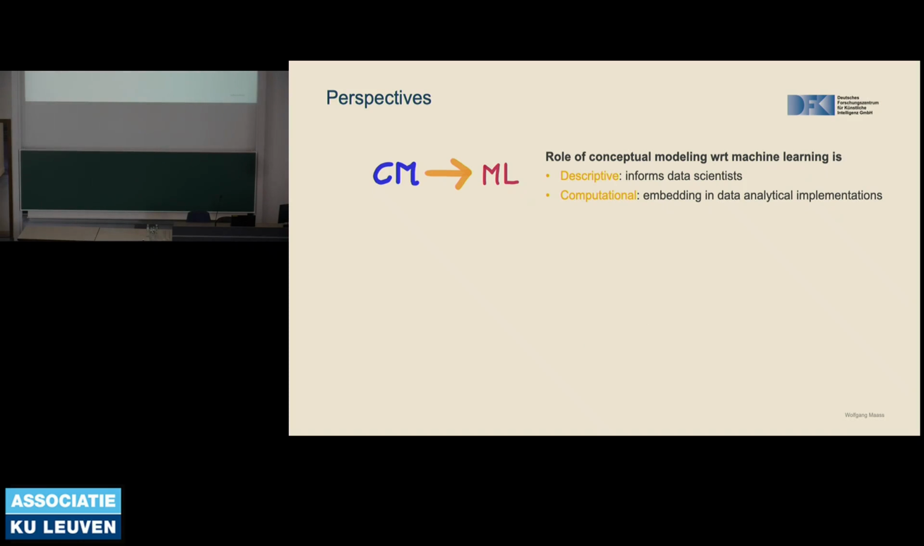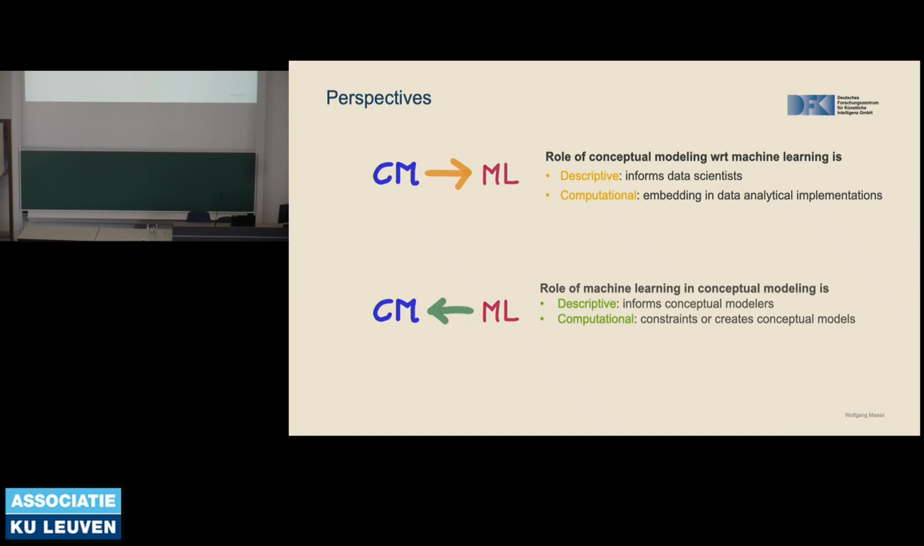The first direction, from conceptual modeling to machine learning, the role is descriptive and informs a data scientist. The standard data scientist uses tabular data with very atomistic features, yeah? And the rich structure that is underlying those kind of features is usually not very explicit, not very transparent. So one way is to be descriptive, that conceptual modeling can describe to a data scientist what the meaning is of these particular data features or attributes, as we might call it in conceptual modeling. But also there is a computational side in order to embed conceptual modeling into data analytical implementations. So I think these are the two separate dimensions that we might distinguish.